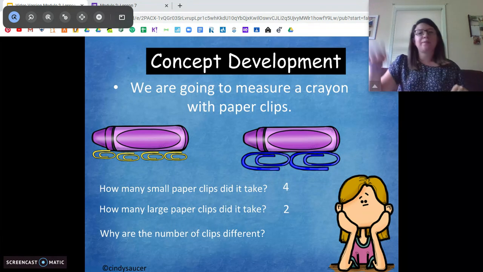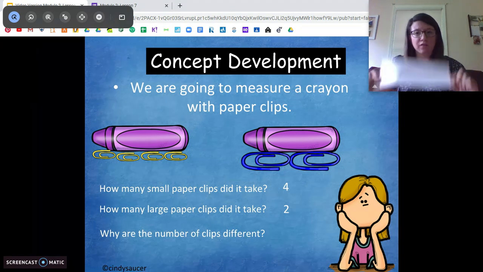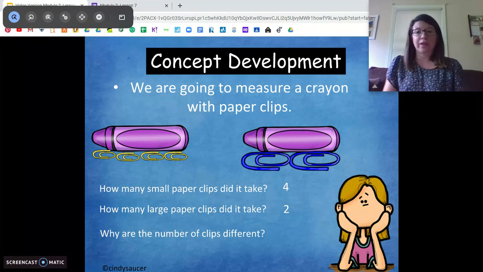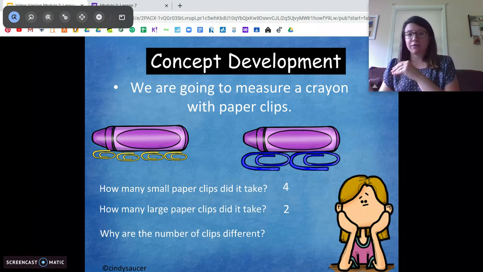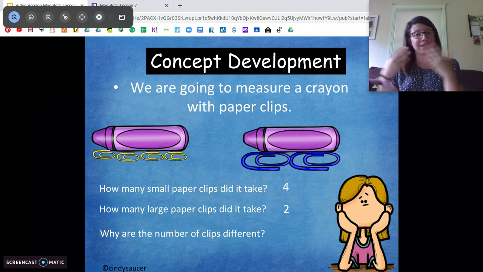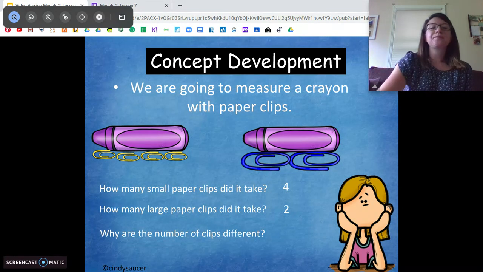We had small paper clips and we had large paper clips. Whenever we use something that's not a ruler or not a centimeter cube, we need to use the same of everything. So we can't mix and match. We can't use 1 marker, 1 centimeter cube, 1 ruler. It all has to be the same. We can't mix different size paper clips, all small paper clips, all large paper clips. And it's going to be different depending on the size of the item that you use.